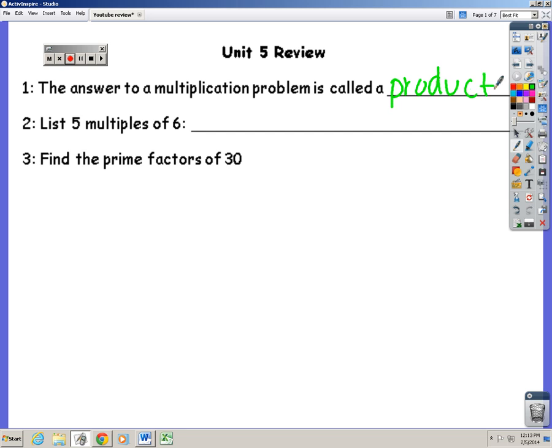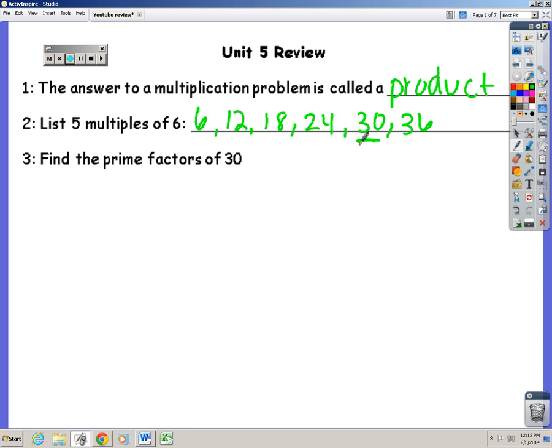Alright, number 2, list the 5 multiples of 6. So first we're going to start with 6, and then we're going to add 6 to every next one. So the next one would be 12, 18, 24, 30, and ending with 36 gives us an extra one, but you only had to go to 30.